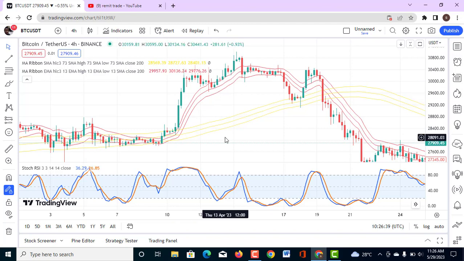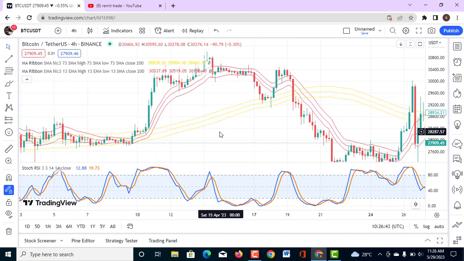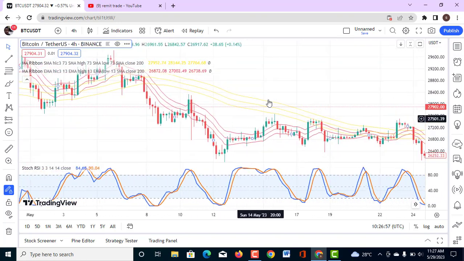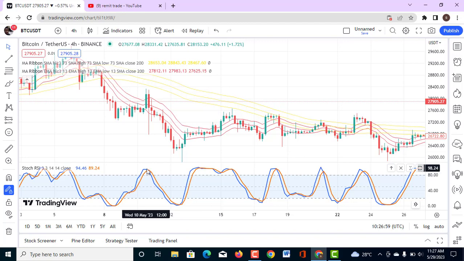Then at this very point, you have to look for when the market is at overbought and oversold condition. So for the stochastic RSI, you have to buy the market when the RSI is at oversold condition at this very area, and then you have to short the market when the stochastic RSI is at overbought condition at this very area. If you don't know how to use the stochastic, check the channel.